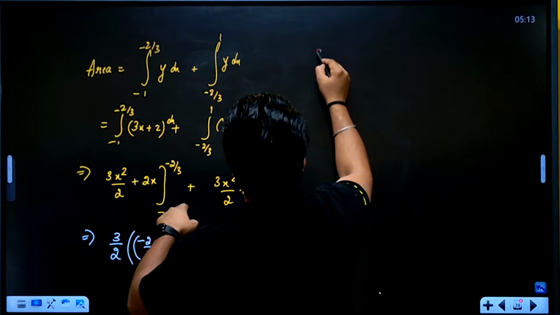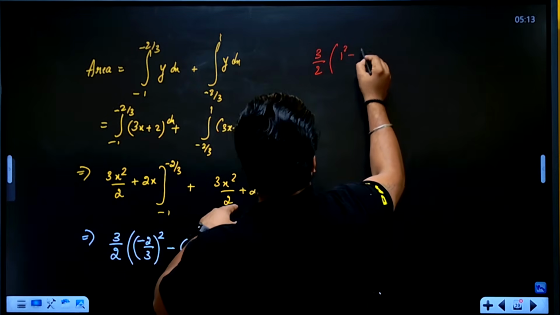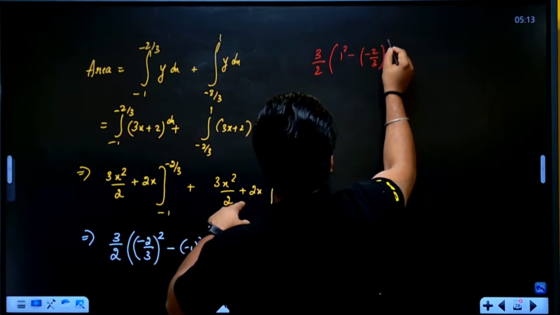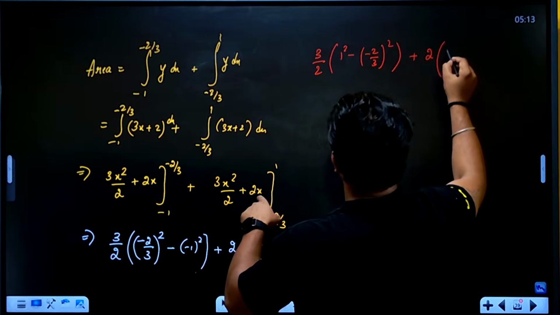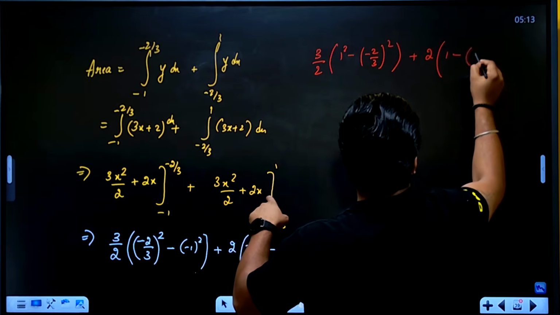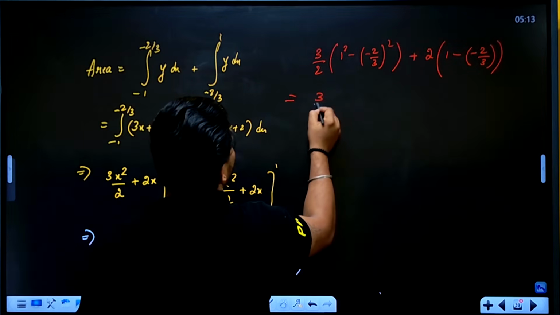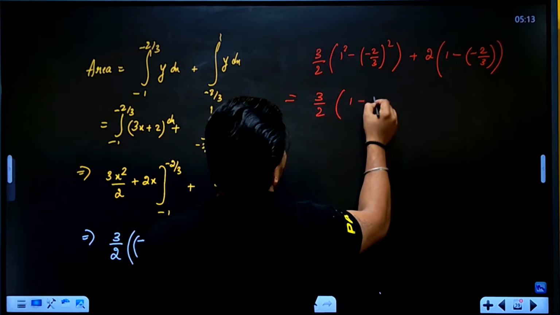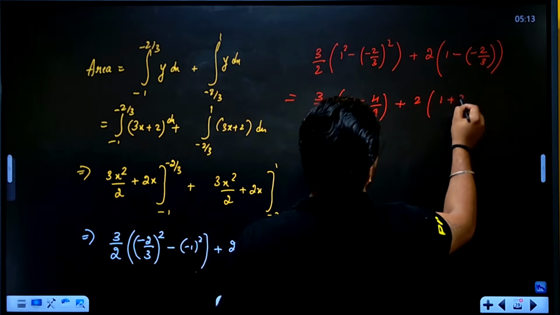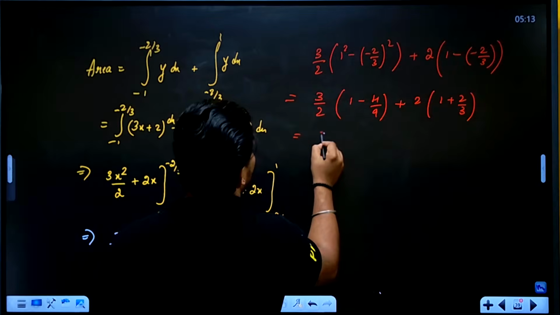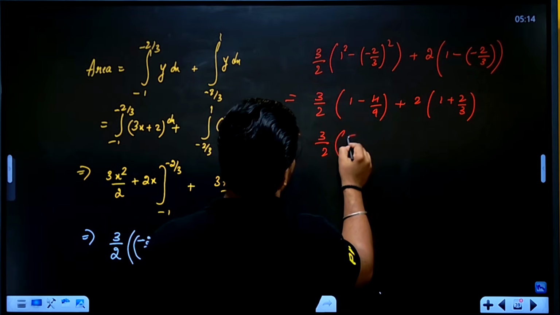Now this part. So it is 3 by 2 of x square, upper limit is 1 square minus 2 by 3 the whole square, plus 2 of it is 1 minus of minus 2 by 3. So what do you get? It is 3 by 2 of 1 minus 4 by 9, next plus 2 of 1 plus 2 by 3. So solve this: 3 by 2 of 5 by 9.